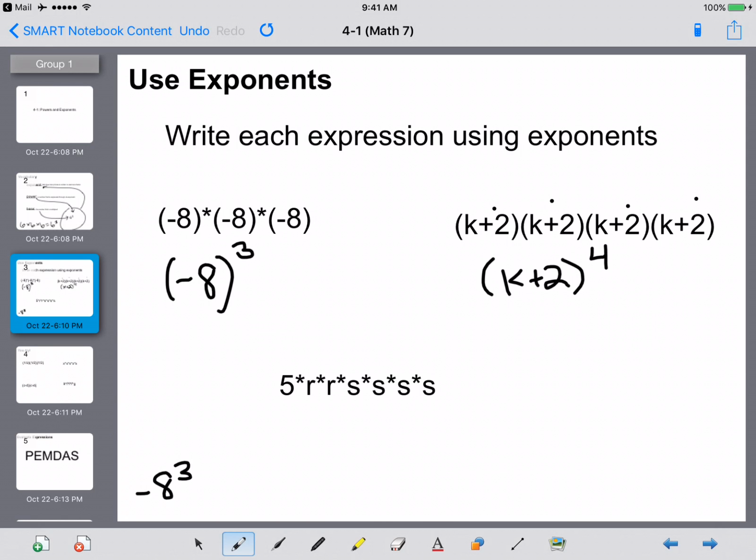And here we've got a bunch. So 5 is just one time. We've got an R there twice. We've got an S there 4 times. And then to make this look even better, we don't need our multiplication symbols in there. So it's just 5R squared S to the fourth power. Boom.